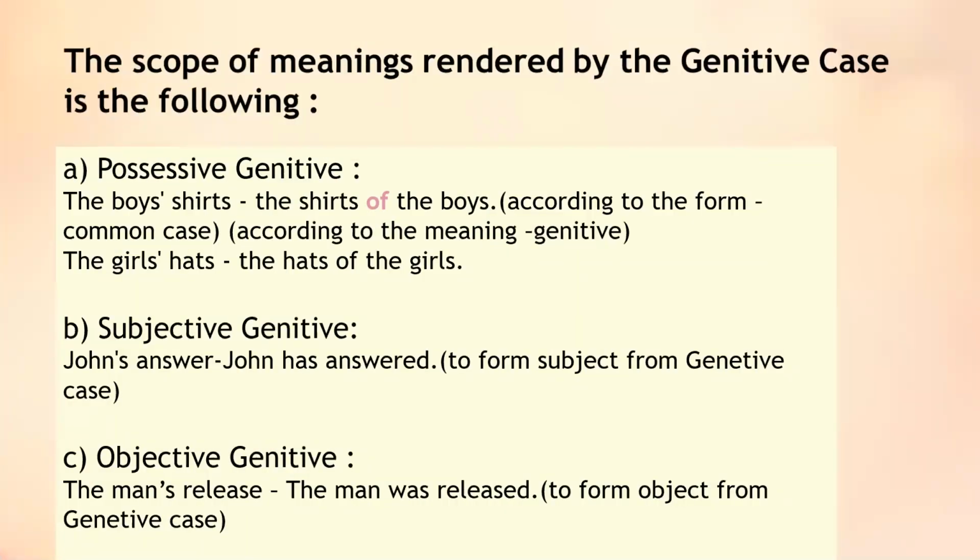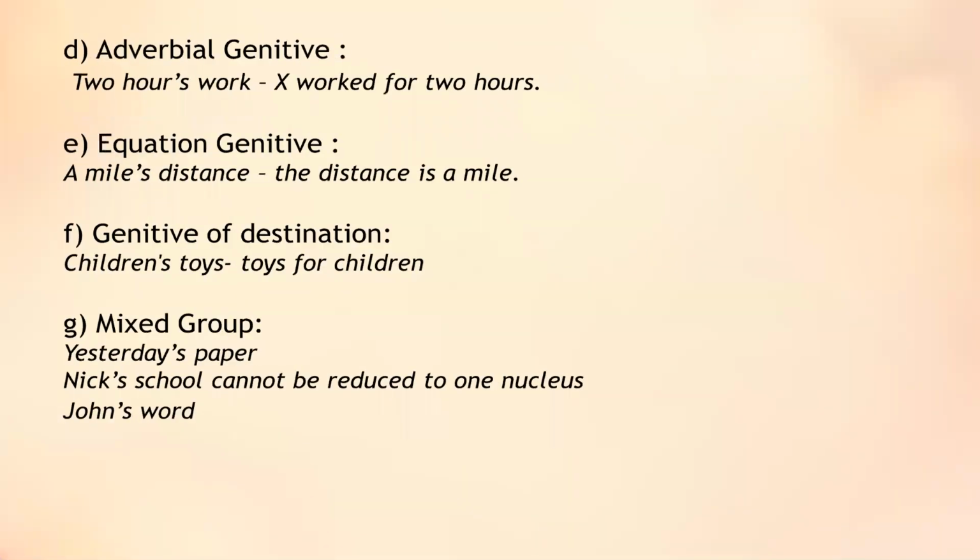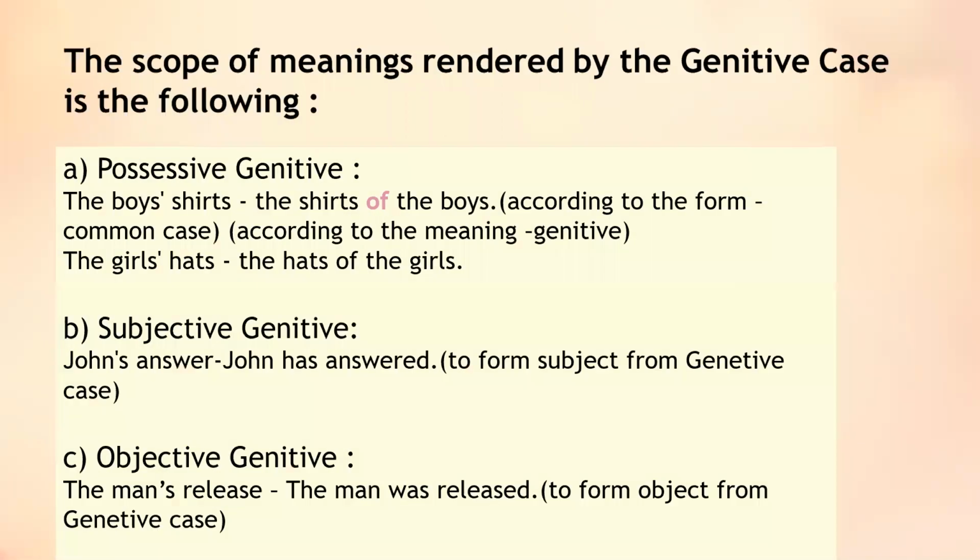The scope of meaning rendered by the genitive case is the following: possessive genitive, subjective genitive, objective genitive, adverbial genitive, equation genitive, genitive of destination, and the mixed group. Here are also examples brought for the possessive genitive, for example, the boys' shirts, the shirts of the boys. So according to the form, common case, according to the meaning, genitive. The girls' hats, the hats of the girls.